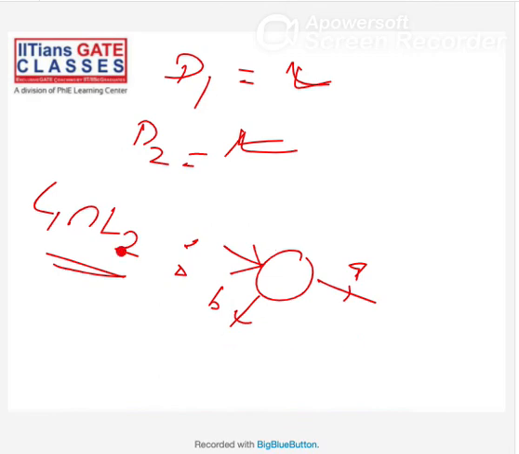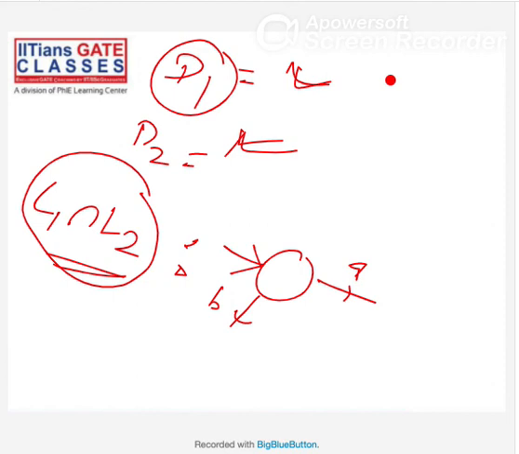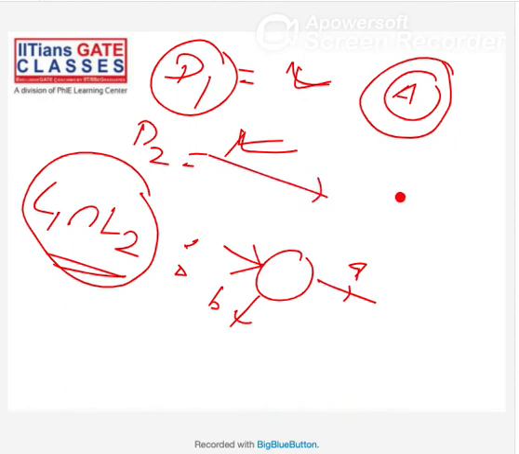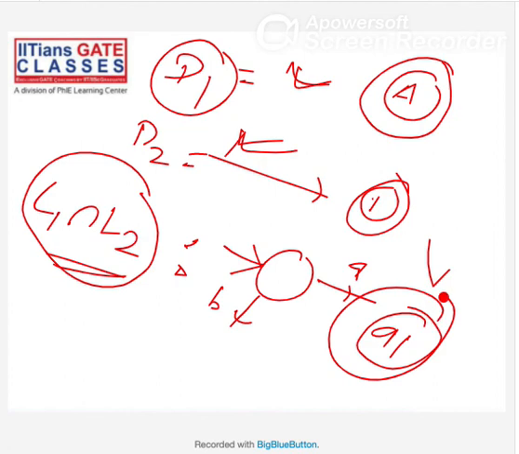Now, finally, you want L1 intersection L2. So what will you do? Let's assume in this DFA D1 the final state is A. In this DFA D2, the final state is, let's assume, 1. Then in L1 intersection L2, the final state will be A1. Only this will be the final state. So this is how you can find L1 intersection L2.